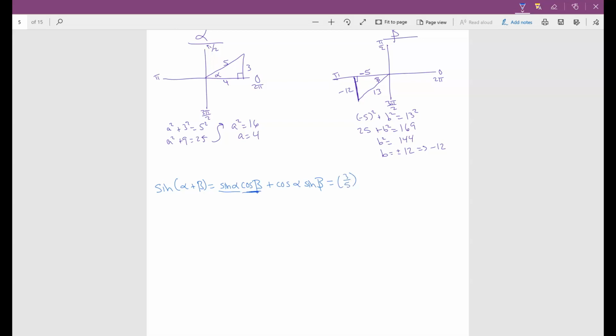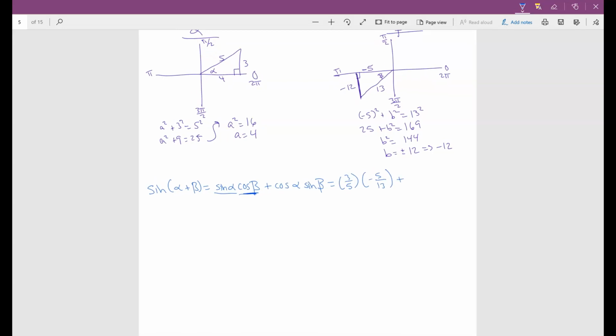Cosine beta. Now we're going to look here. Cosine beta is going to be this negative 5 over 13, plus cosine alpha. For this cosine alpha, we're going to go here. That's going to be 4 over 5. And then sine beta is just going to be negative 12 over 13. Okay. So now this first term is going to give me negative 15 over 65. This is going to give me negative 48 over 65. Which is going to give me negative 63 over 65. Okay, so that's that one.